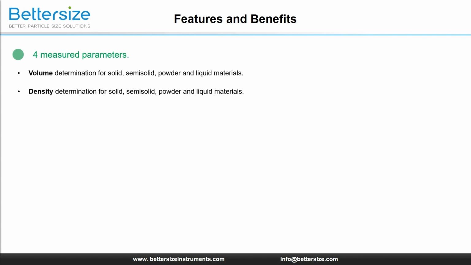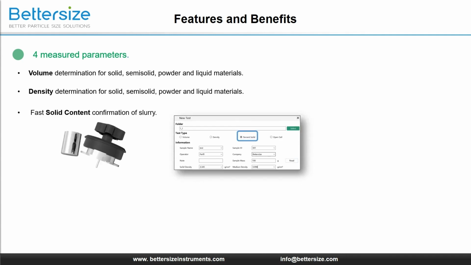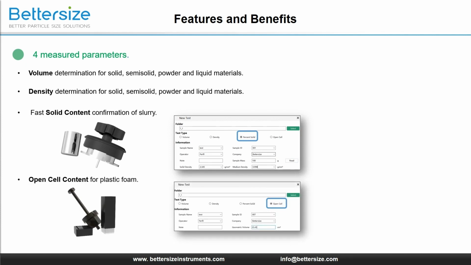First, the BetterPyc is a versatile gas pycnometer for 4 measured parameters. It can measure the volume and density of solid, liquid, and semi-solid materials with high precision and accuracy. Additionally, the BetterPyc can be used to determine the solid content of slurry and the open cell content of plastic foam.